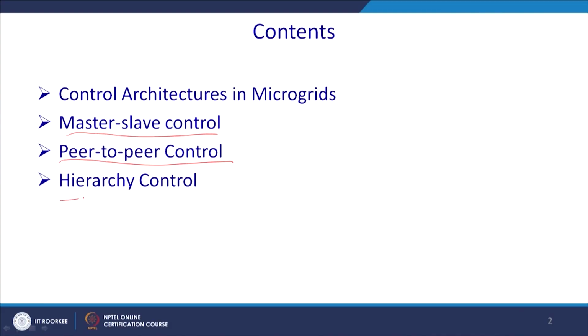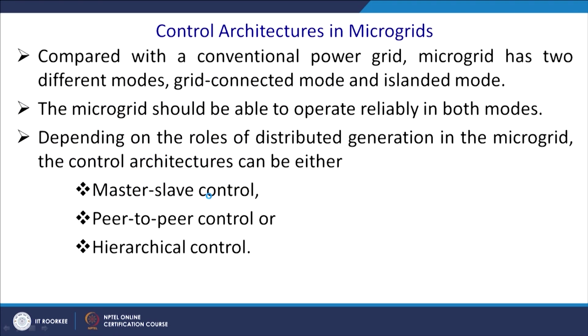Our presentation layout today will be as follows. So, that is control architectures in microgrids. Then we shall take one special kind of control technique, that is called Must-have control, and thereafter we shall discuss peer-to-peer control as well as the hierarchical control or hierarchy control. So, let us go first to the different kinds of control architectures of the microgrid.